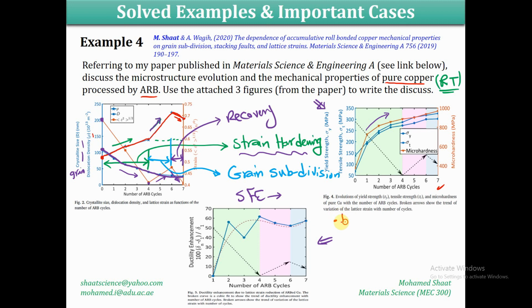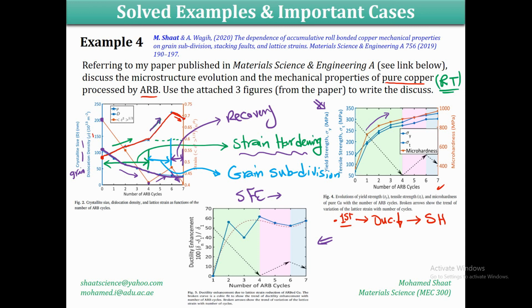After the first cycle, we said that the ductility will be significantly decreased. The main reason behind it is the strain hardening, as we explained on the effect of the cold rolling. You're just going to explain the same. The ductility will be decreasing because of the strain hardening.